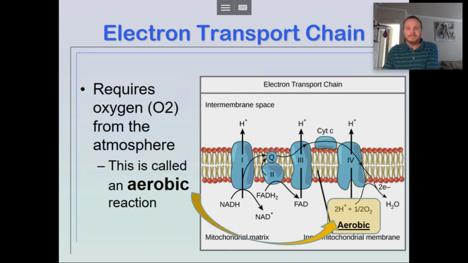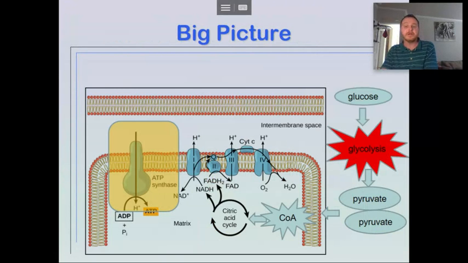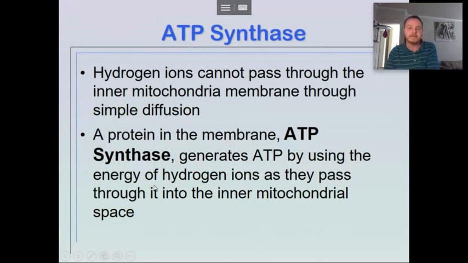Anyway, talked about aerobic versus anaerobic. Aerobic, this part is aerobic because it requires oxygen. Now, where do we go from there? Well, from there we go from the electron transport chain. Now we've built up all this hydrogen in between the layers of the mitochondria. And now what we can do is we can use this enzyme over here called ATP synthase.